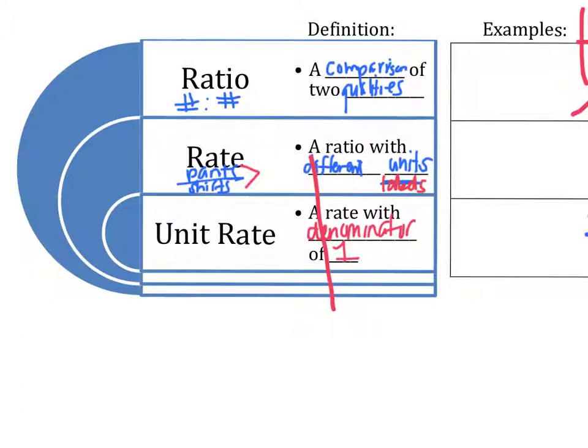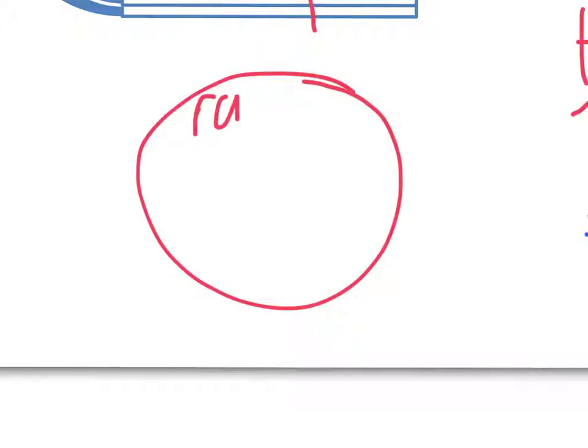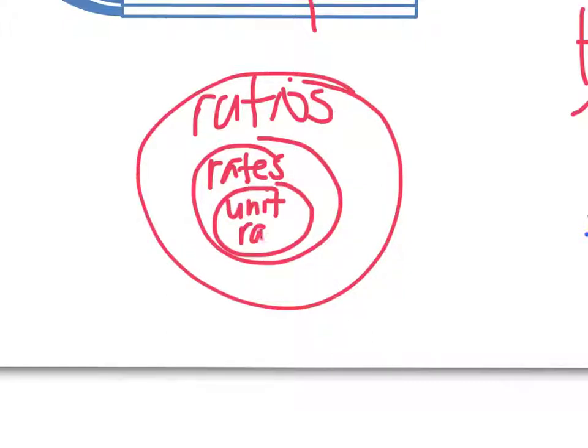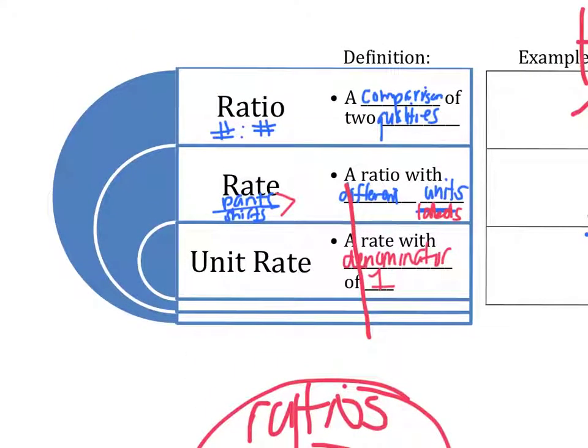Another graphic that we can do is a circle diagram. So here we have ratios, and there are specific ratios called rates, and there are even more specific rates called unit rates. They're all part of the same family. And that's exactly what this diagram right here is saying. We have ratios, that's our big family, but ratios are rates, and more specifically, rates are unit rates.